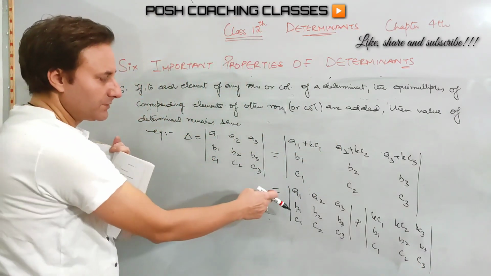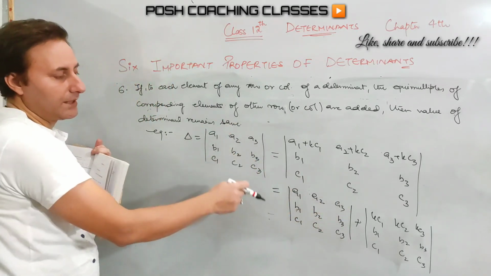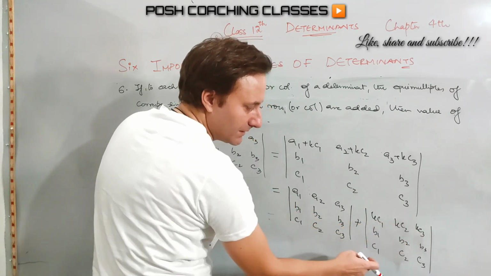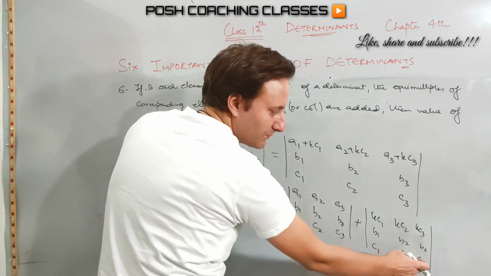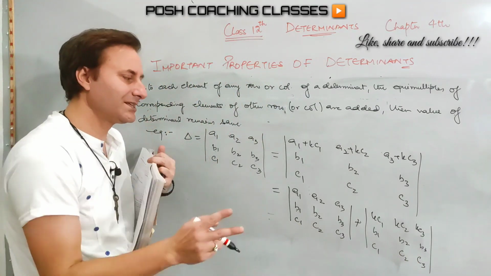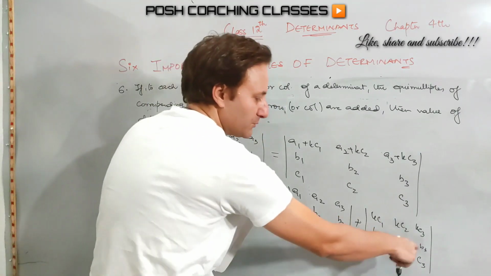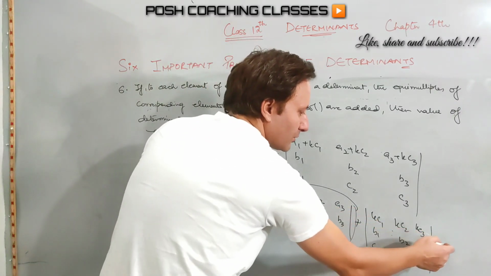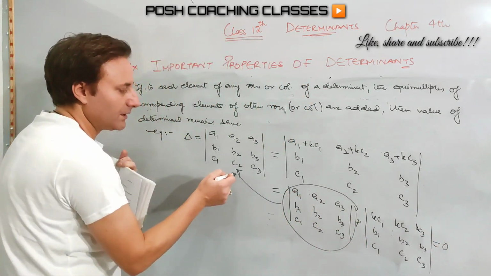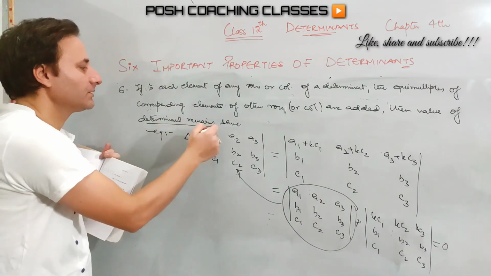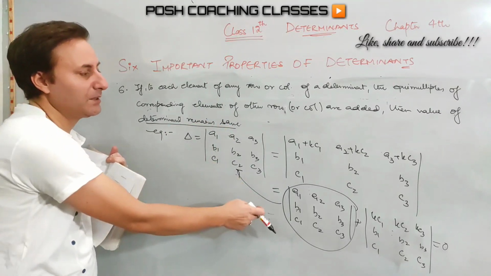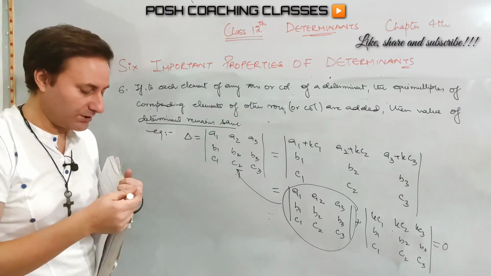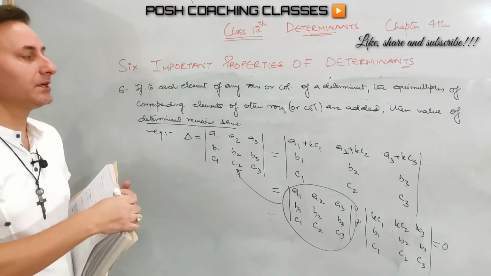If you see, if I take k common, I will have c1, c2, and c3, and the last column is also c1, c2, and c3. Whenever we have two similar rows or columns, it becomes 0. So what do I have? I have this thing left, and the other is equal to 0. So this is again equal to the original determinant. The value of the determinant remains the same even if we have multiplied a row and added it to another row. So this is our sixth property. I hope you understood this.